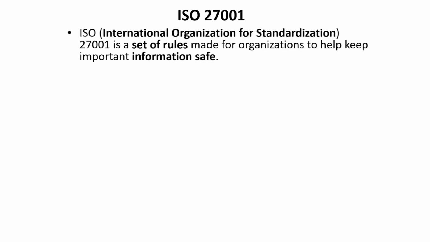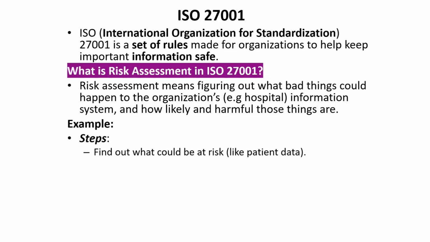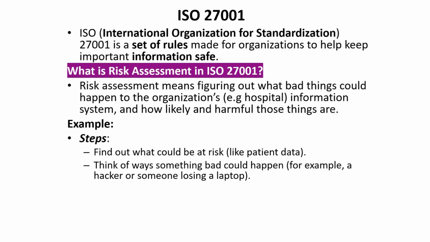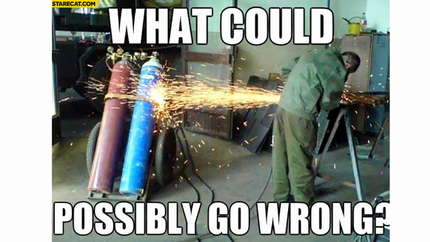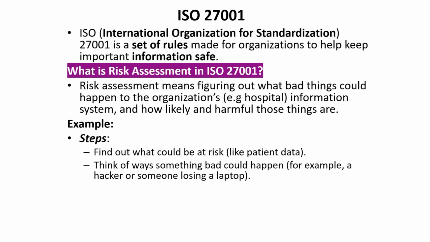Now, here, a risk assessment should be conducted, right? So let's use, say, a hospital as an example. The risk assessment simply means figuring out what bad thing could happen to the organization, say the hospital, and how likely and harmful those things are. So here are the steps. The first is to find out what could be at risk, like the patients' data. Then think of ways something bad could happen. Just think of the worst case scenario. Just be the devil's advocate there. Say, for example, if a hacker takes over the network or somebody loses a laptop, what could happen?